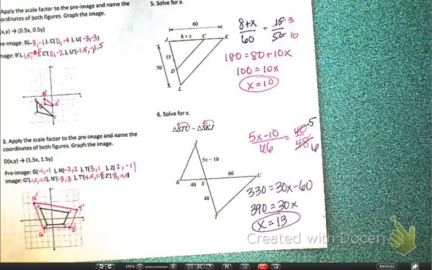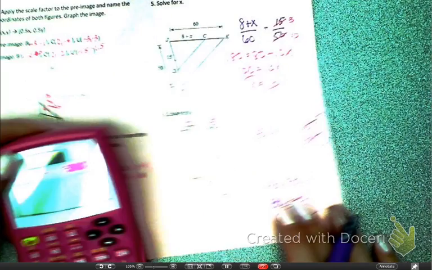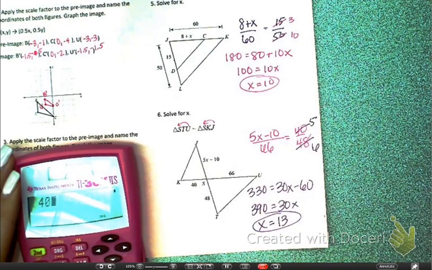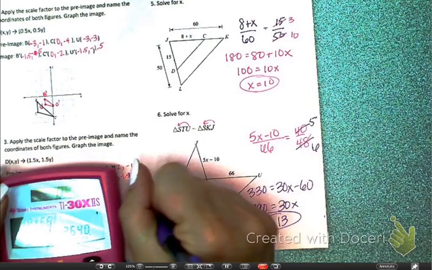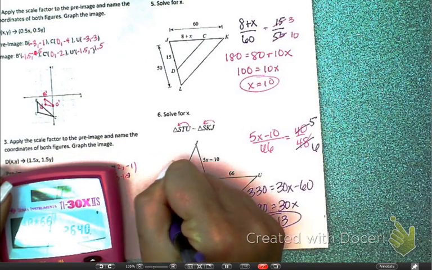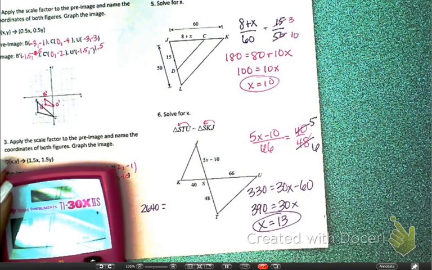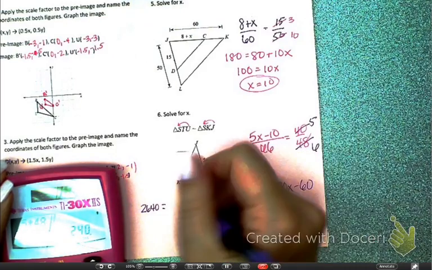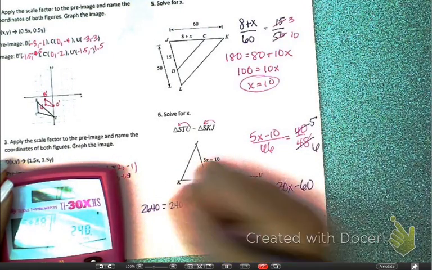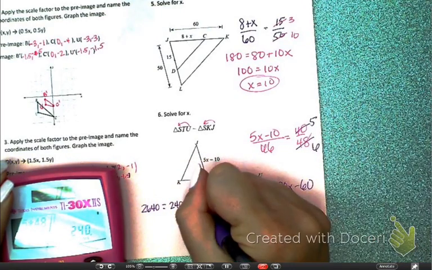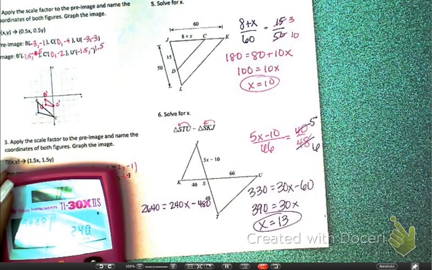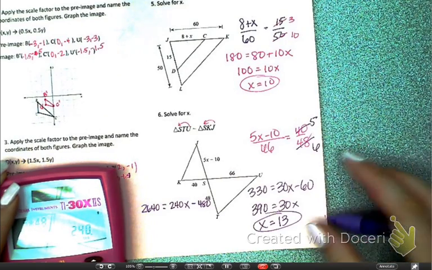Okay. So let's see. 40 times 66 is 2,640 equals 240x minus 480. Watch your signs, because that'll mess you up.